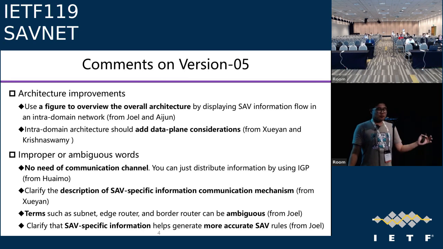For architecture improvements, some told us we should use a figure to give an overview of the overall architecture by displaying the SAV information flow in an intra-domain network. And data plane considerations should be added in the architecture. And for improper or ambiguous words, some told us the description of the communication channel and the SAV-specific information communication mechanism, and some terms like subnet, edge router, and border router can be ambiguous.